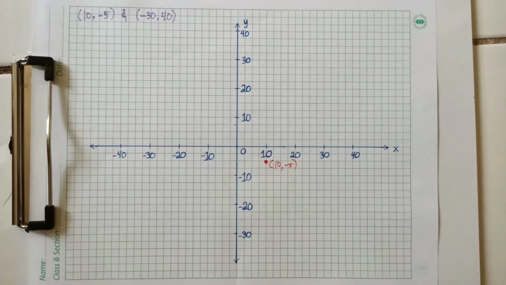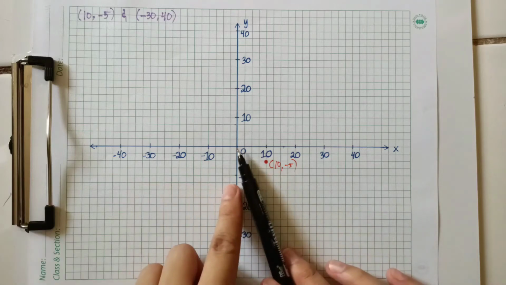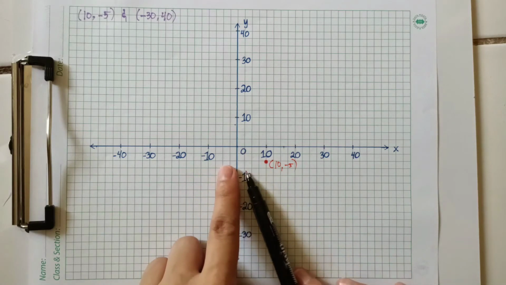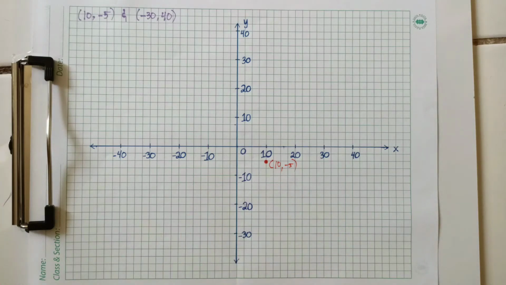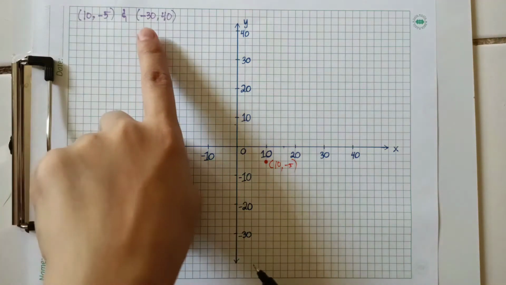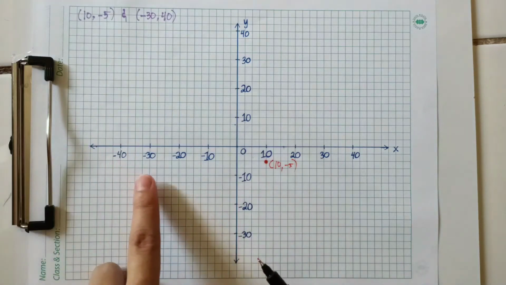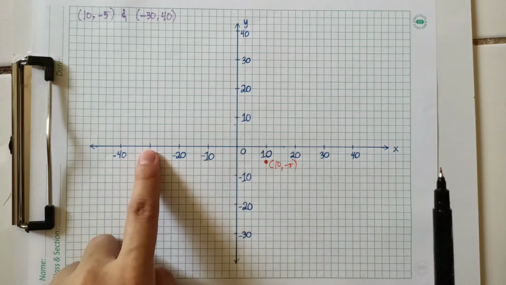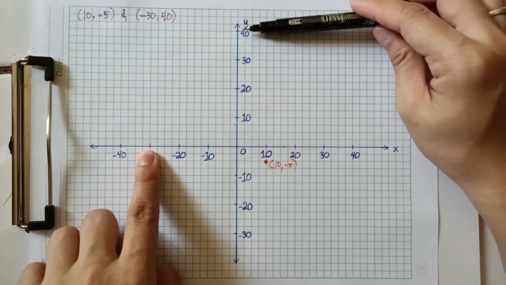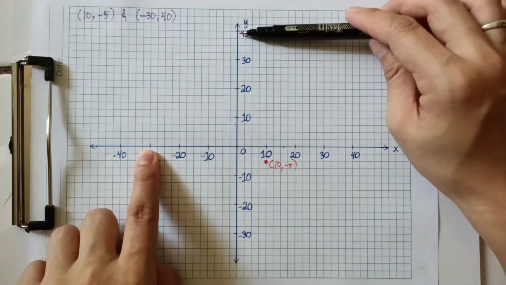So, kapag ginamit kasi natin yung skip counting by 10, of course, walang 5. So, hanapin mo lang dito sa gitna yung 5. Tansya-tansya na lang. Okay? Next, negative 30, 40. So, this is x, this is y. So, ito yung x na negative 30 kasi horizontal yan. Ito yung x. Then, 40, ito naman. Andito siya sa y, 40.